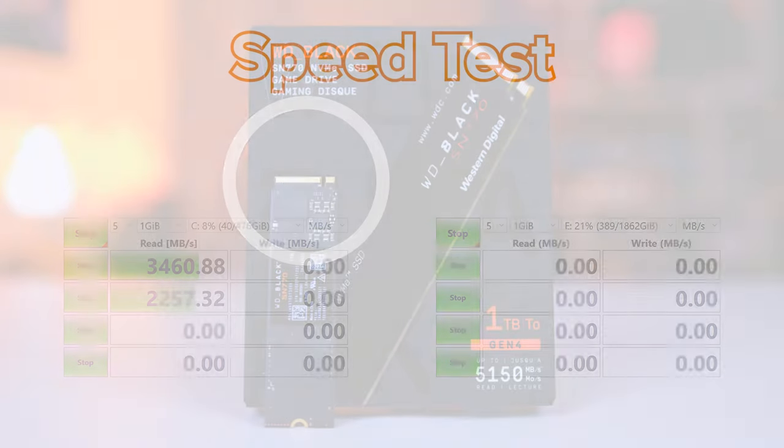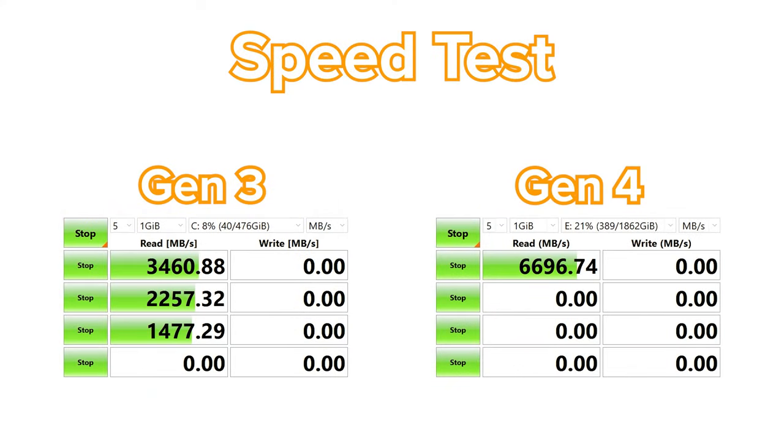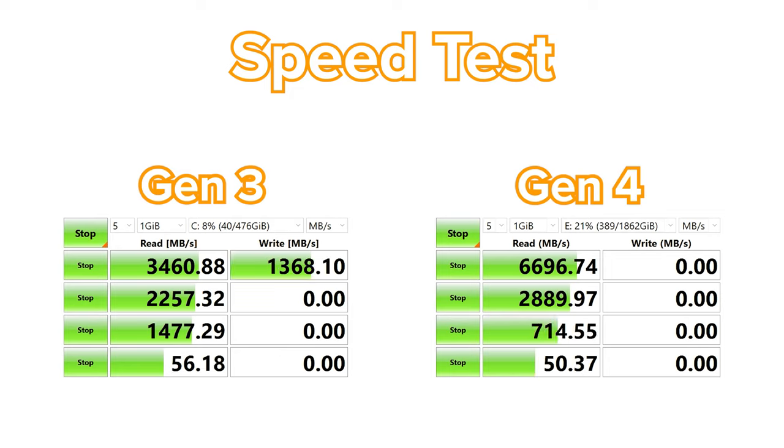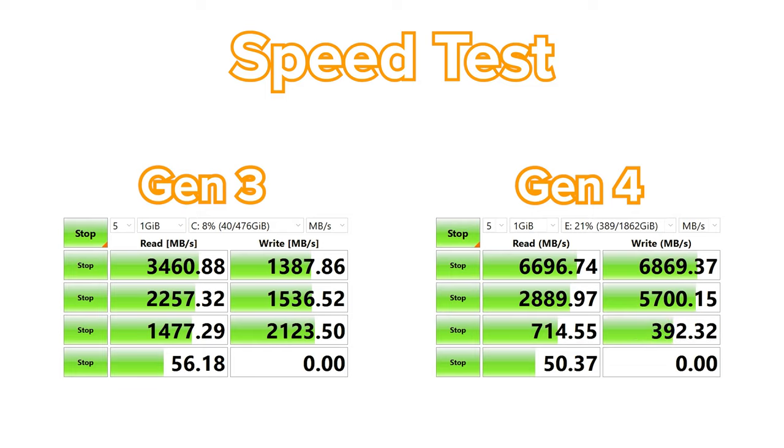Gen 3 NVMe drives will commonly deliver about 3.5 gigabytes per second of maximum read and write speeds. What that means is if you've got a 3.5 gigabyte file and a 3.5 gigabyte per second drive, it should theoretically transfer in as little as a second. If you've got a 35 gigabyte file, it will take about 10 seconds.